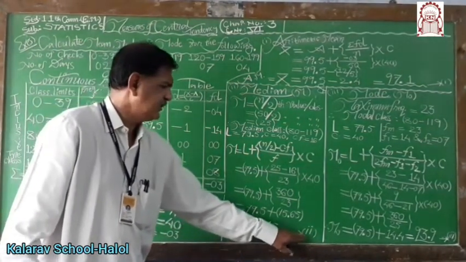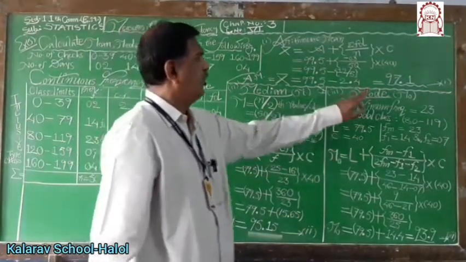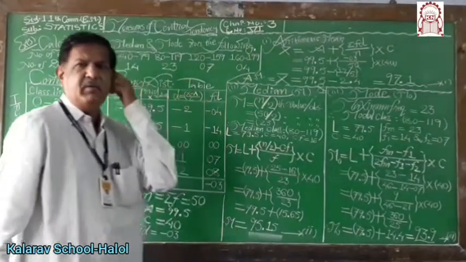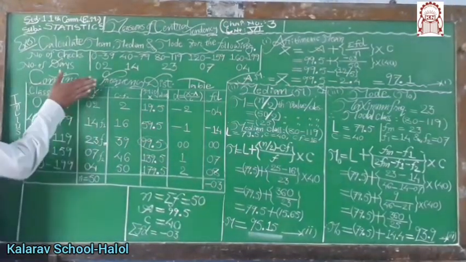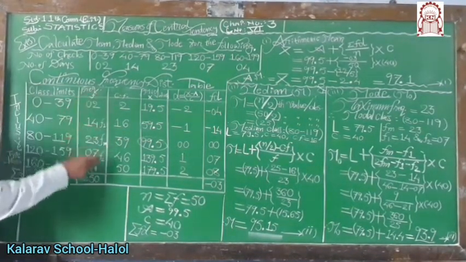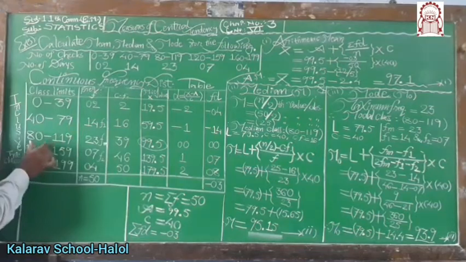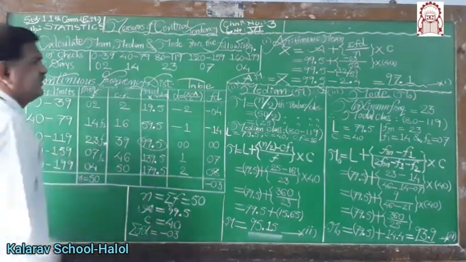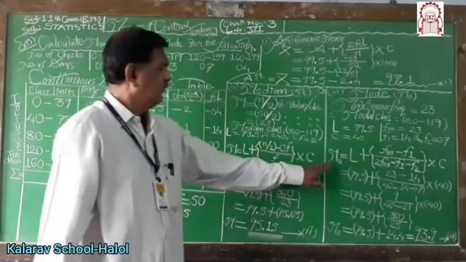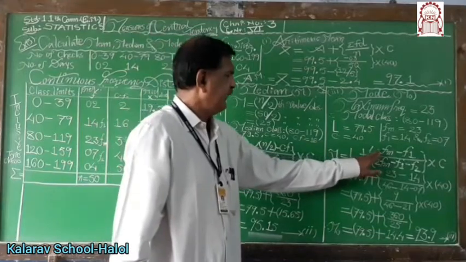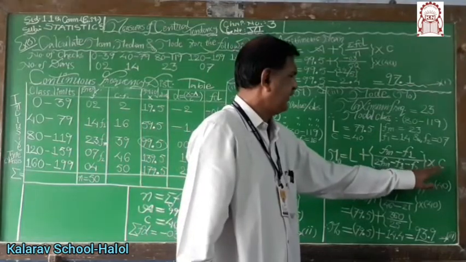Call this result number 2. Then we try for the value of mode. How can mode be determined? The class related to the maximum frequency. See the simple frequency column F. Maximum frequency is 23, and hence the modal class is 80 to 119. Now the value of mode is L plus Fm minus F1 upon 2 Fm minus F1 minus F2, outside the bracket multiplied by C.